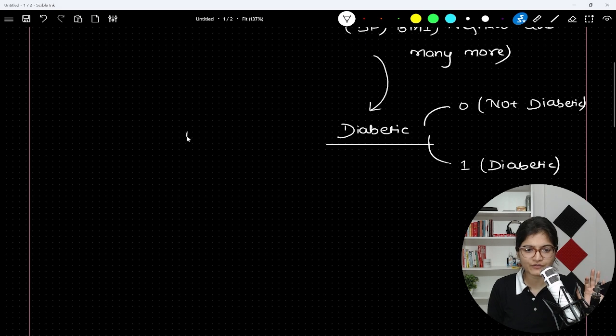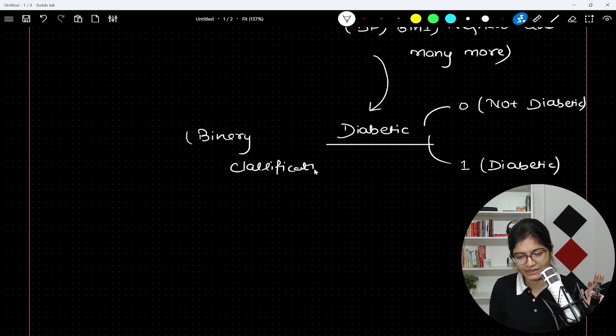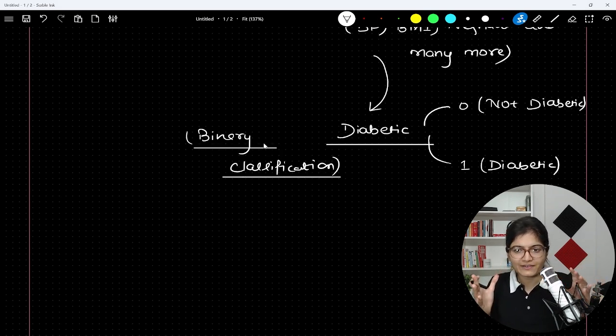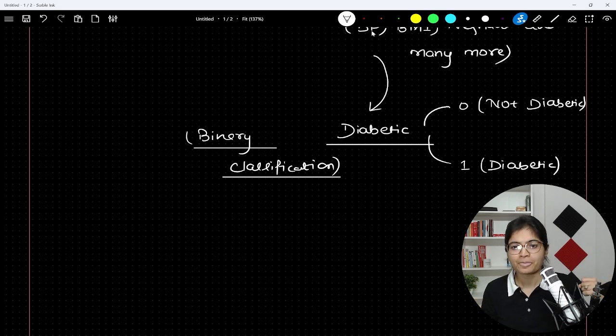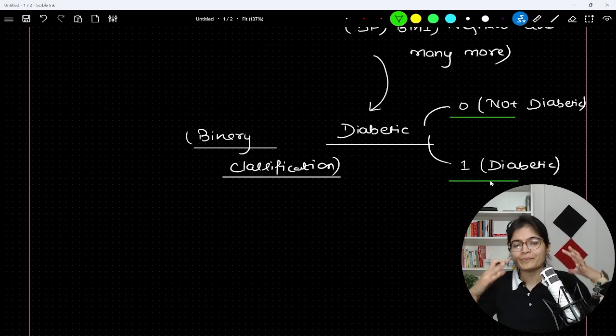And this kind of classification problem you will call a binary classification problem, because in this case you can clearly observe we have two classes. Why is it called a binary classification? Because, again I am repeating, we are dealing with two classes. Two separate classes are there, 0 and 1. There are two separate categories available.